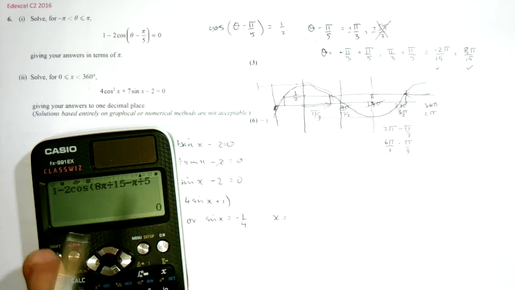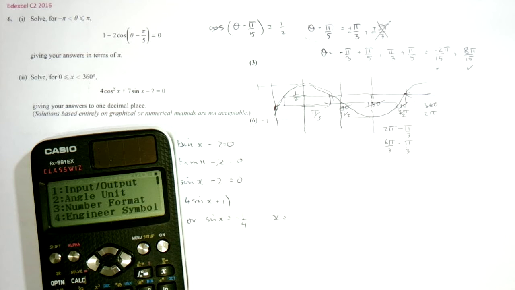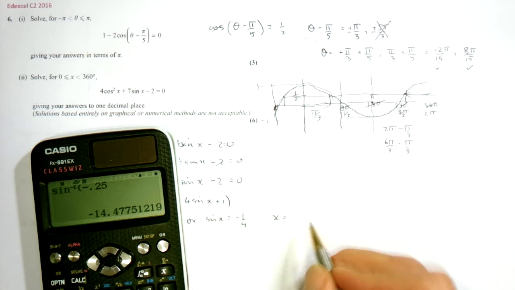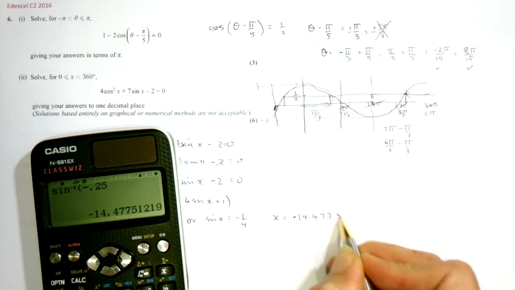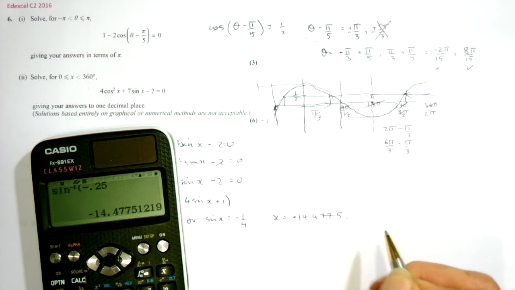And we're in degrees now. So shift, mode, angle unit, degrees. And we do shift, sine, minus 0.25 if you like. x equals minus 14.4775, and the rest of it.